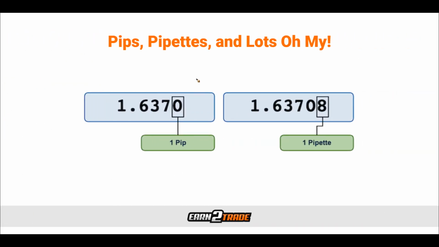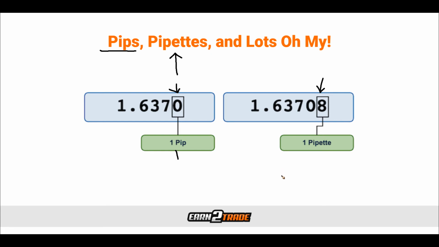Pips, pipettes, and lots? Oh my. So essentially we've already covered what pips are, but when we talk about pipettes, a pipette is simply 1/10 of a pip. So if we know that a pip is the 4th decimal place right here representing 1 pip, well, simply put, the pipette is going to be the digit that comes after that. It's going to take 10 of these to make 1 pip.